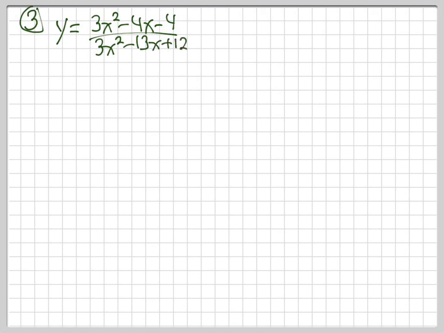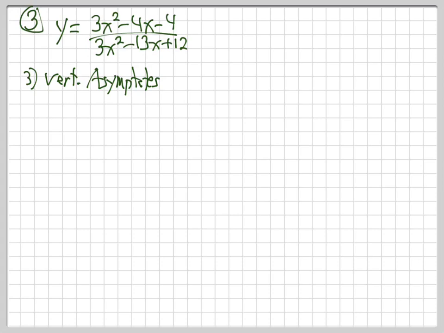So part C now, or actually part 3. We're still on question number 3, which had the function y equals 3x squared minus 4x minus 4 over 3x squared minus 13x plus 12. And now on part 3 of it, they want us to find the vertical asymptotes. Okay, so how do we find vertical asymptotes?